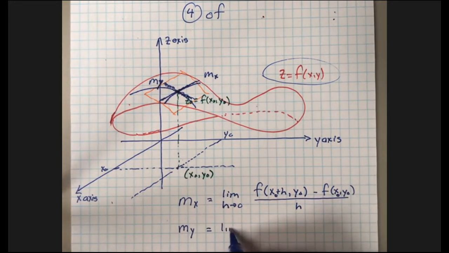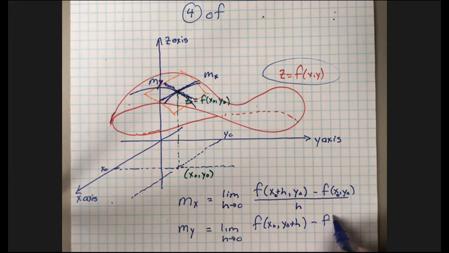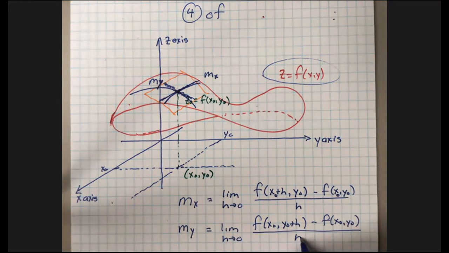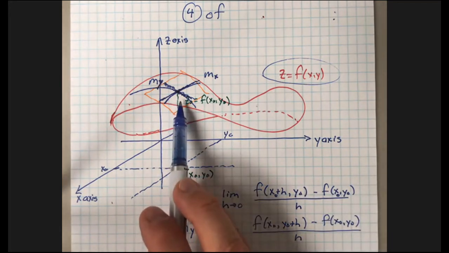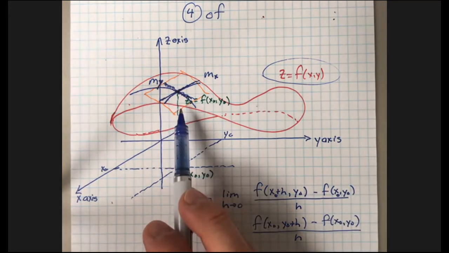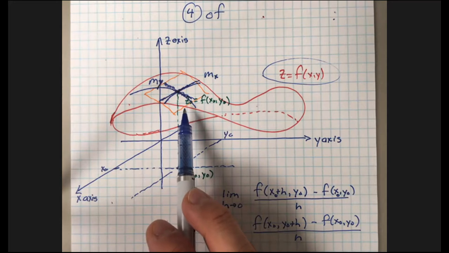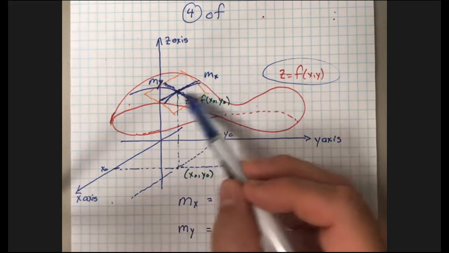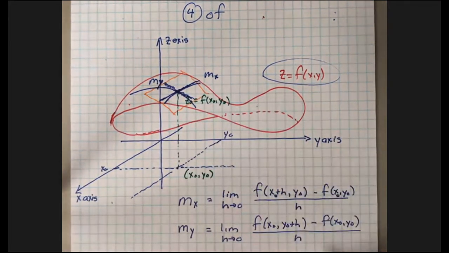I could imitate the y slot. Same way, f of x naught, y naught plus h, minus f of x naught, y naught. People use different letters to represent things divided by h. These are two difference quotients, but since they're restricting themselves to two different traces, each one of these traces is a curve in the plane. I can use my calculus weapon, which taught me how to take slopes of curves in planes.